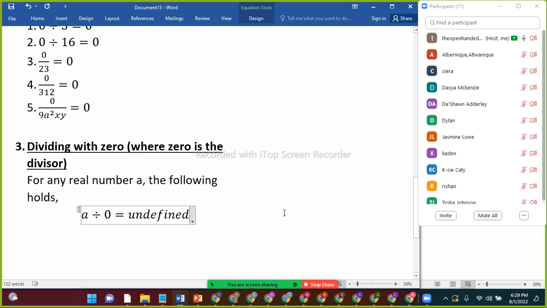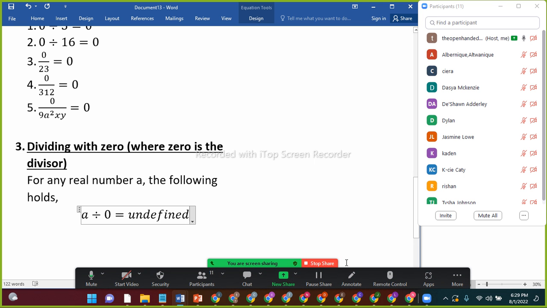So we say that if you have a divided by 0, we call that undefined. That means in math, we have not said what the answer is. It's undefined. If you were to try to put it in the calculator, it would say error. So let me try doing it in this calculator to see what it says.